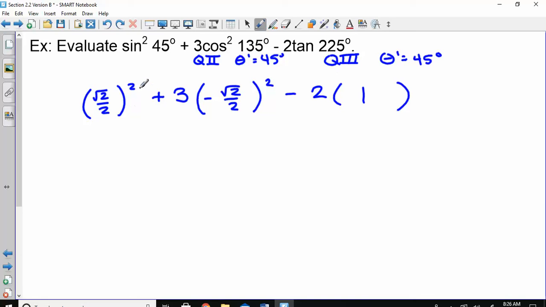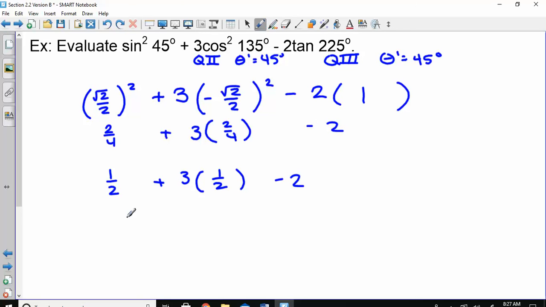So now we just have to evaluate this. Radical 2 over 2 squared would give you 2/4, or 1/2, plus 3. Negative radical 2/2 squared would be a positive 2/4, which is 1/2, times minus 2. So we get 2 minus 2, which is 0.